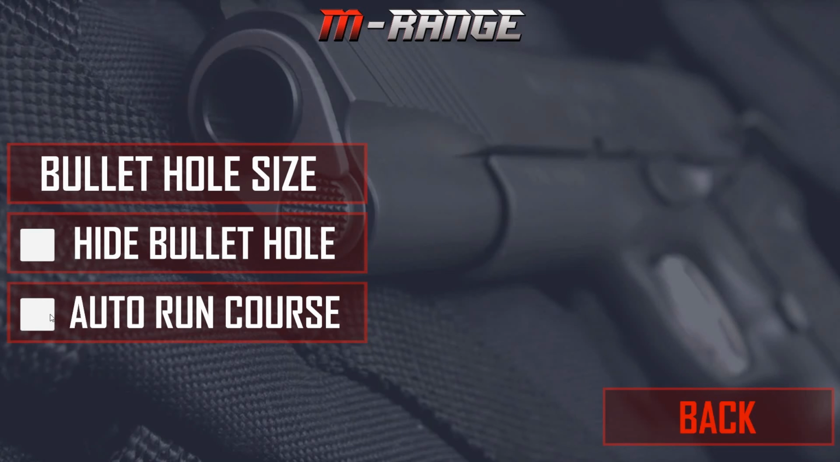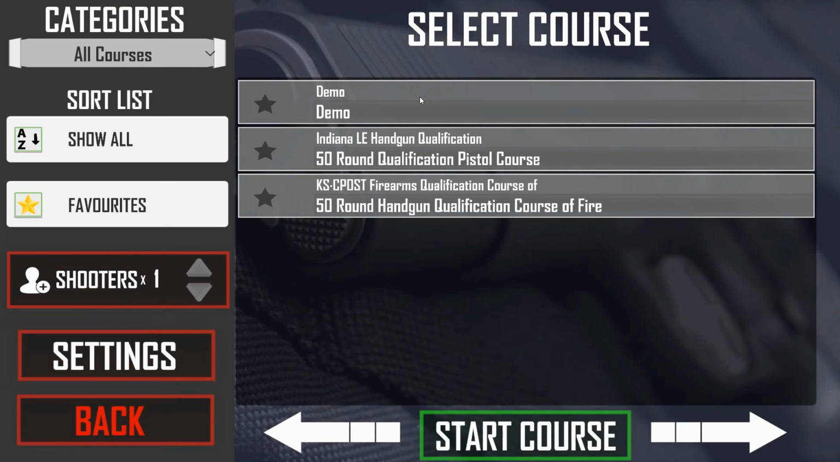You can go for that approach if you want that to be the way you run your courses, or you can have it where you have to manually select it by either shooting the bar that appears at the bottom or clicking the space bar, similar to the Open Range 2. Okay, so let's go ahead and select this course in, and we'll jump straight in.